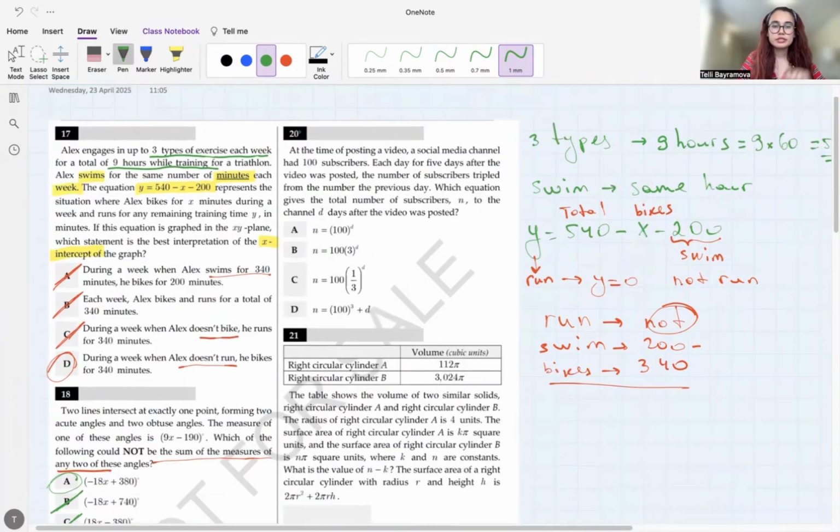So guys, last 3 questions. At the time of posting a video, a social media channel has 100 subscribers. Each day, 5 days after the video is posted, the number of subscribers tripled. So this is an exponential function: y equals a times b to the power of x, as I said in the last video. So a is the initial value. What is initial? 100. So it's going to be 100 multiplied by. That's why the answer is either A, B, or C. Tripled. How many times? 3 times. B is 3. Tripled. That's why the answer is B.